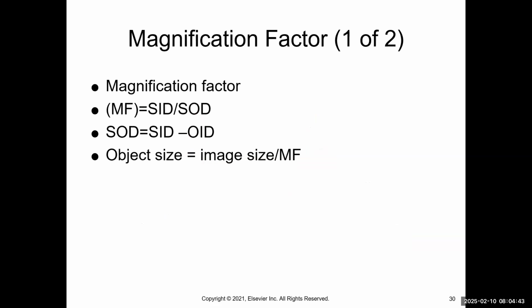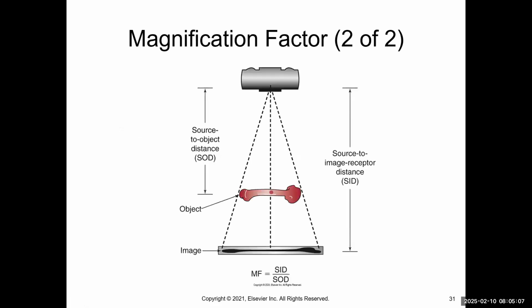Magnification factor we had to think about last semester. You can figure out magnification factor as either SID over SOD or image over object, and they've just rewritten that. Again, you figure out SOD by subtracting OID from SID. This one again is just a review of the distances and magnification factor. So you can see that SID is made up of SOD plus OID.